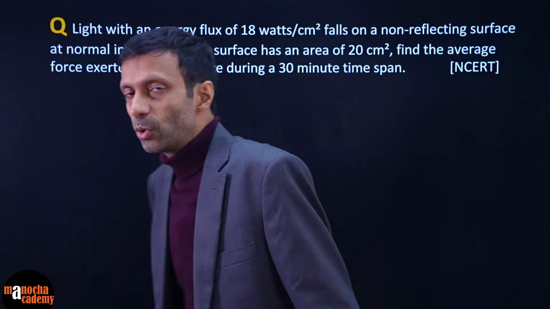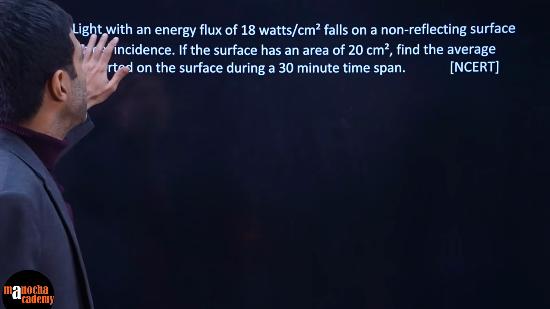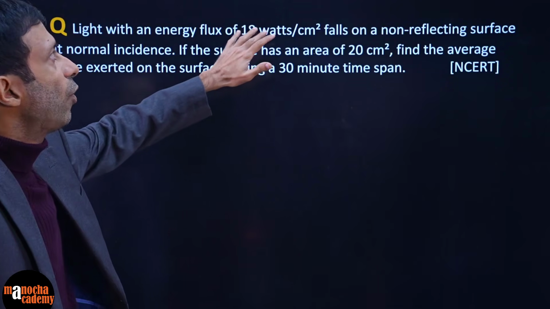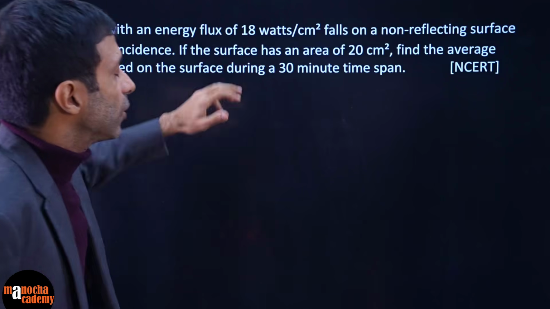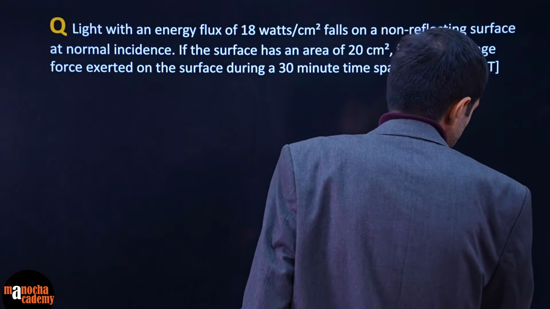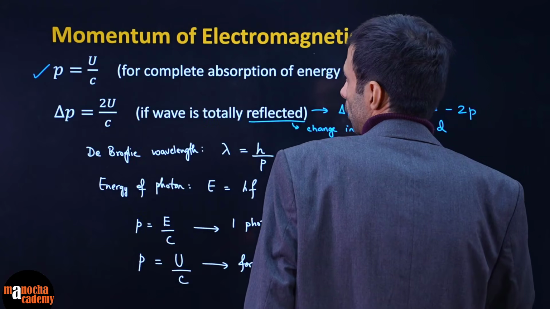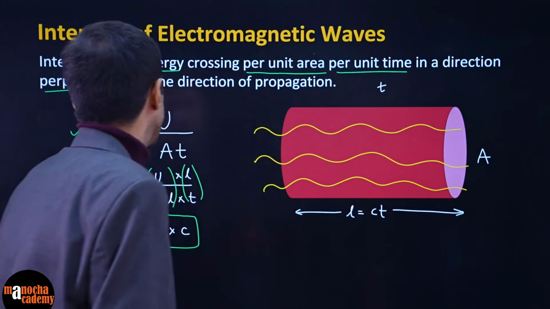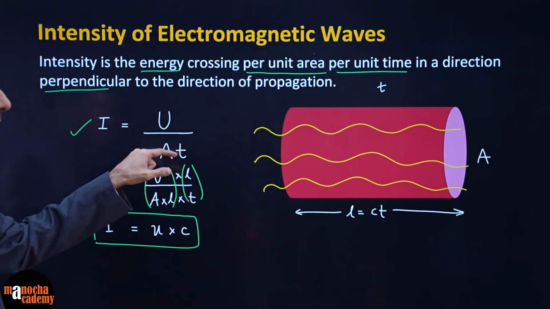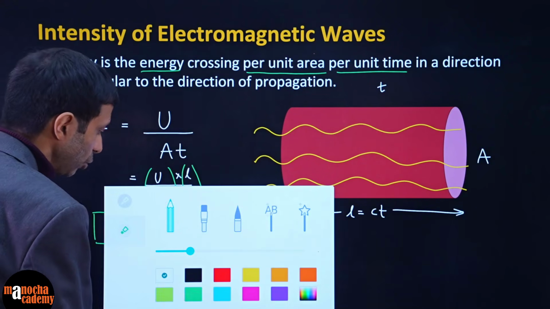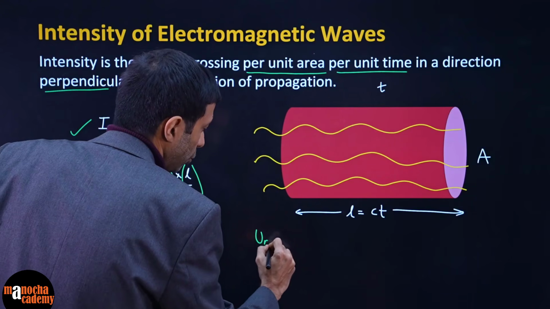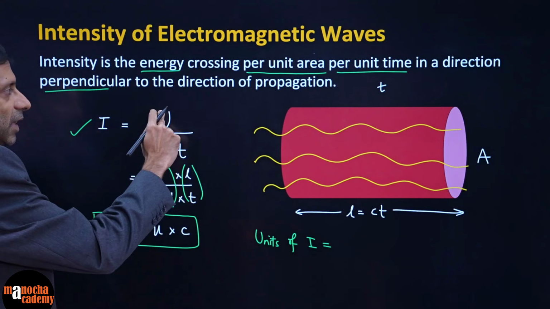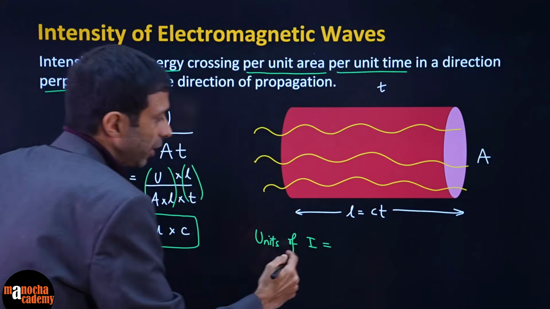Now let's take a look at some questions. So what is the question here? Light has an energy flux of 18 watts per centimeter square. Now don't get scared when you see this watts. Watts is basically energy per time. If you're looking at intensity, this reminds us, let's talk about the units of intensity. So intensity is this. What will its units be?